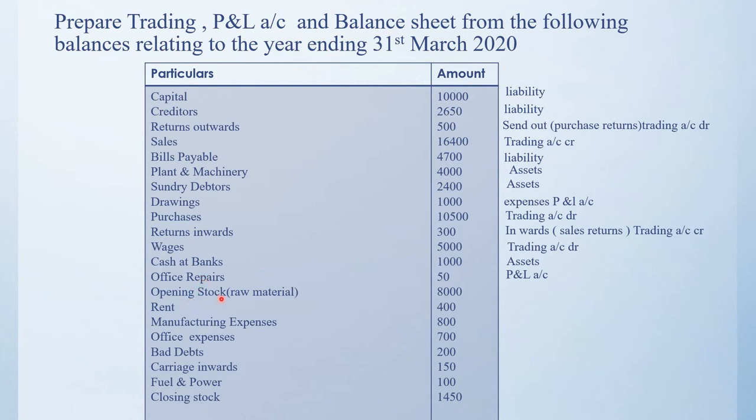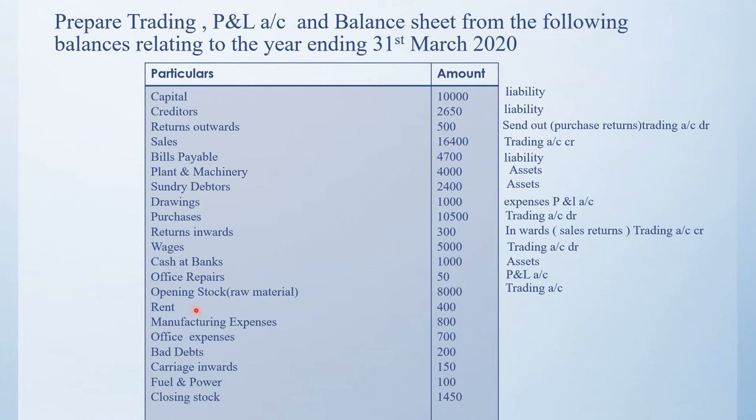And next we have the opening stock. Opening stock is nothing but the raw material. With the raw material only we can start the production. Without raw material we can't do anything. So the raw materials are linked to the production. All the manufacturing production items will be recorded in the trading account, so trading account debit side, expenses side.